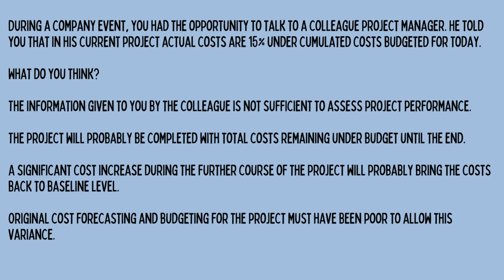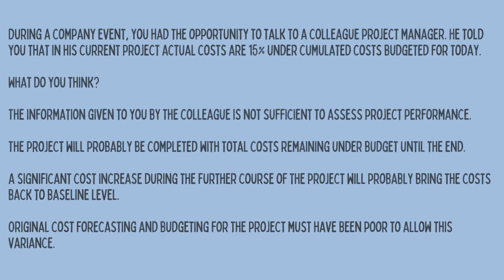During a company event, you had the opportunity to talk to a colleague project manager. He told you that in his current project actual costs are 15% under cumulated costs budgeted for today. What do you think? The information given to you by the colleague is not sufficient to assess project performance. The project will probably be completed with total costs remaining under budget until the end. A significant cost increase during the further course of the project will probably bring the costs back to baseline level. Original cost forecasting and budgeting for the project must have been poor to allow this variance.